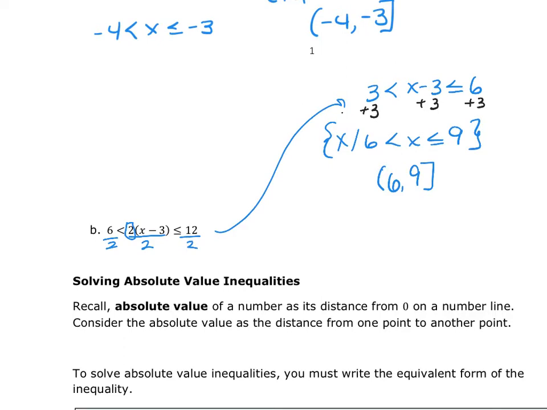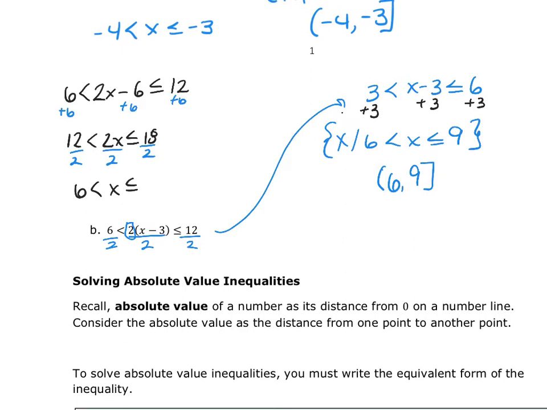Now, if you did it like this, you should still have gotten the same answer. So if you said, I'm going to wait because I want to possibly avoid fractions, I'm going to distribute that 2 through. So I have 2x minus 6 is less than 12. Then I'm going to add 6 everywhere. So I'm going to add 6 here and here and here. So I'm going to get 12 is less than 2x, which is less than or equal to 18. And then I divide by that 2. It's still positive, so I'm still going to get the same answer. 6 is less than x, which is less than or equal to 9.